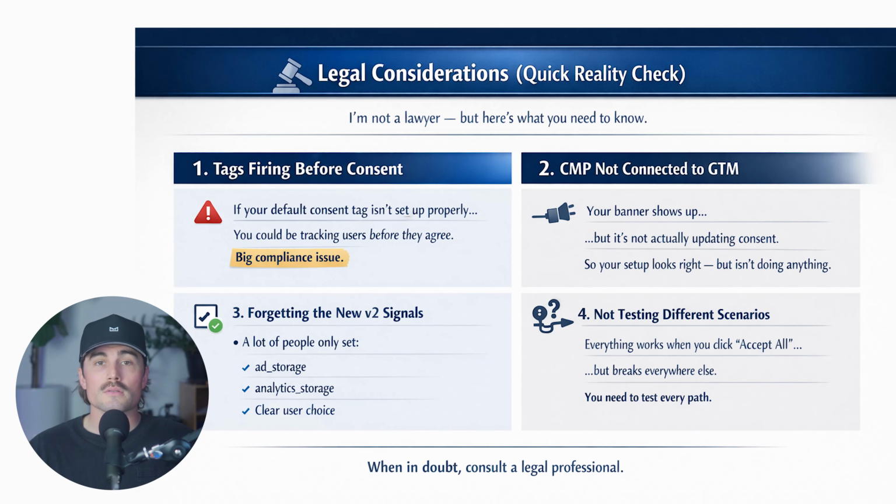Legal considerations. Quick reality check. Now, I'm not a lawyer, but here's what you need to know. If you're dealing with users in the EEA, you need explicit opt-in consent. That means no tracking before consent, no implied consent, clear user choice. Also, store consent preferences, allow users to change them, and update your privacy policy. If you're unsure, talk to a legal professional.